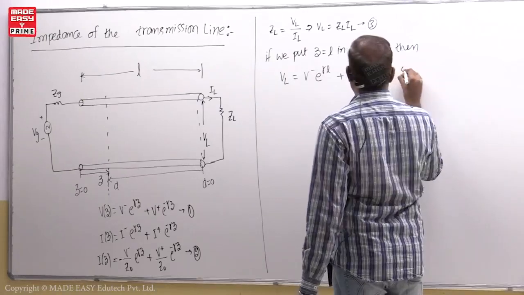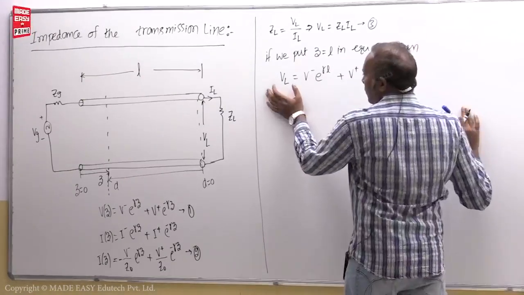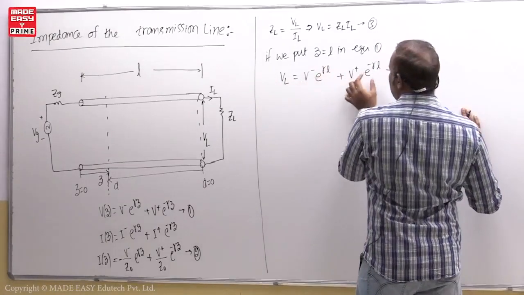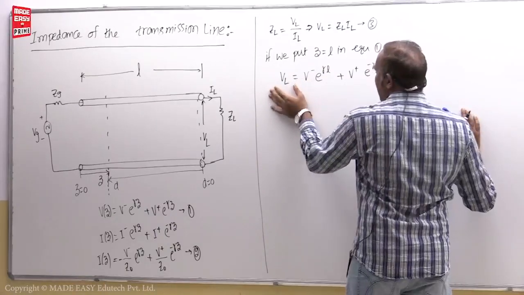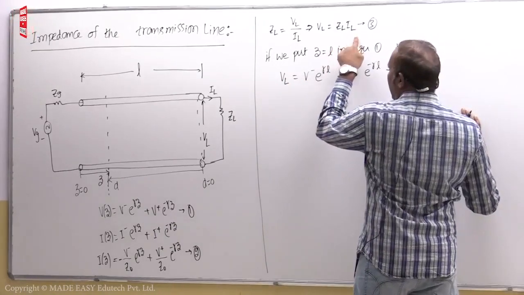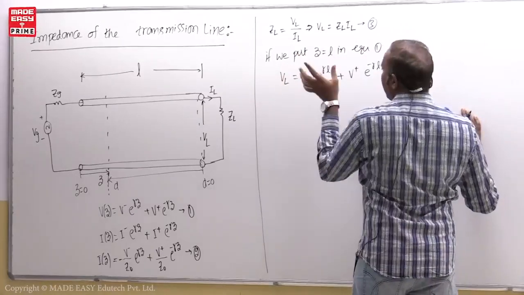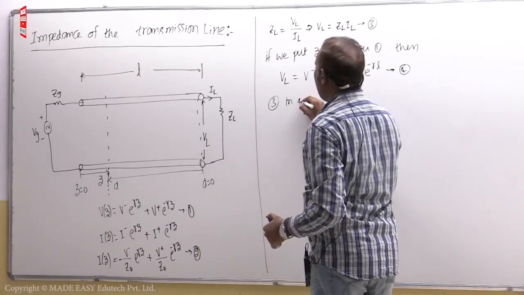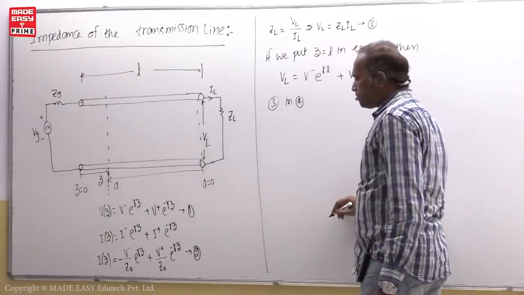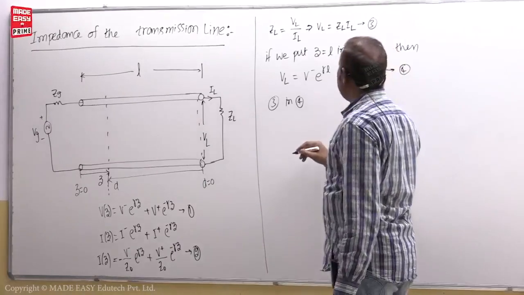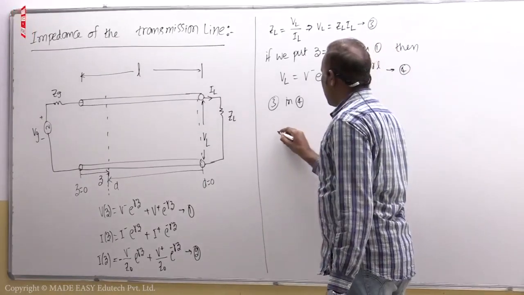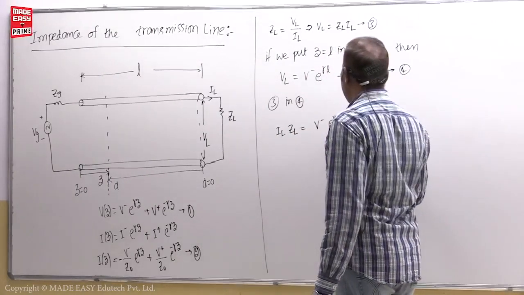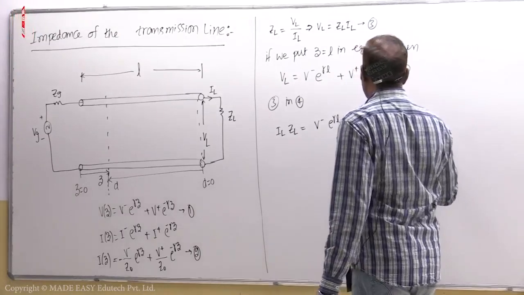Now this equation 4 is the voltage at the load in terms of V minus e^(gamma L) and V plus e^(minus gamma L). The same V_L is obtained if you know Z_L and I_L. That means this V_L and this V_L are the same. So put equation 3 in equation 4, then what you get is I_L Z_L is equal to V minus e^(gamma L) plus V plus e^(minus gamma L), equation number 5.